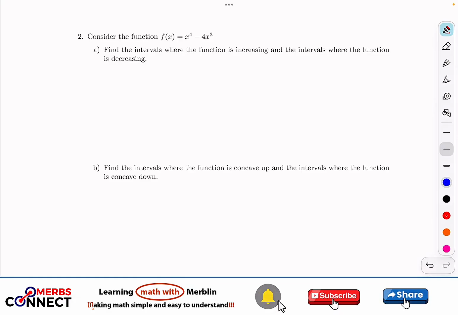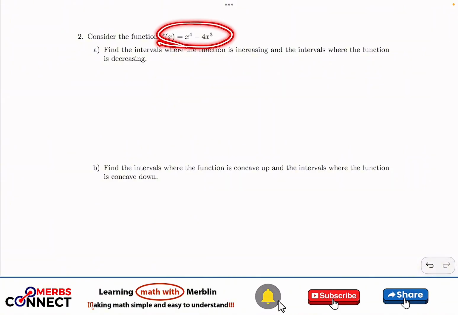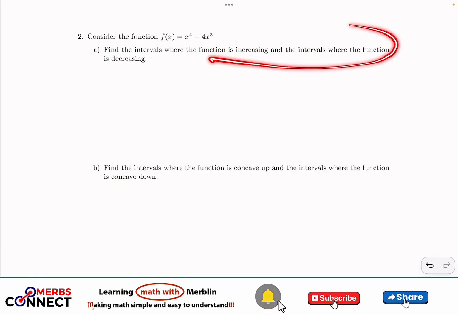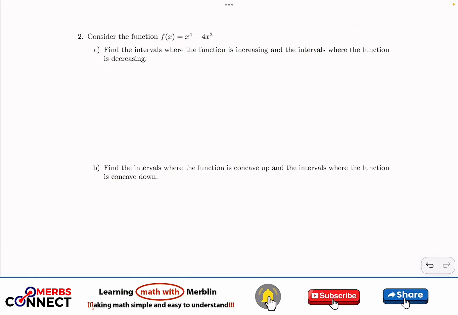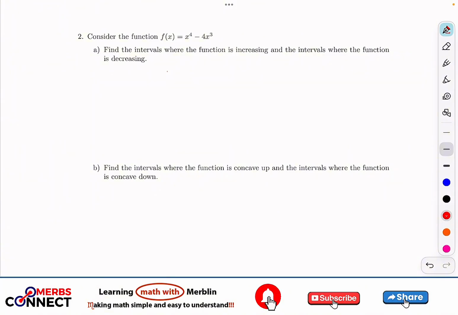So now let's look at this question here. Now here the function is this, and we want to find the increasing and decreasing intervals. The process that we use to find local maximum and minimum is the same process that we are going to pass through to find the increasing and decreasing. So the first thing that we need to do here is find the critical points. So let's do that. We need f prime.